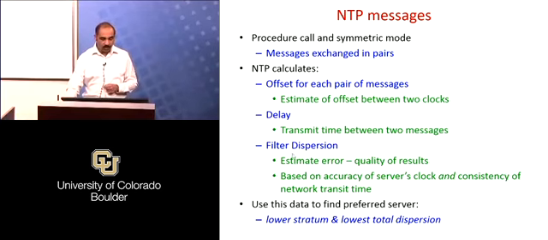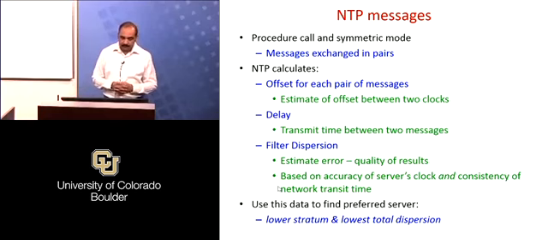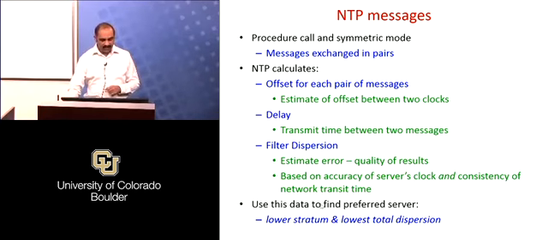I'm not going to talk a lot about filter dispersion. This is going to be one of your readings, and I will put a homework question on how filter dispersion works. So I'm mainly talking about how offset and delays are calculated. And basically, it uses this data to find a preferred server.